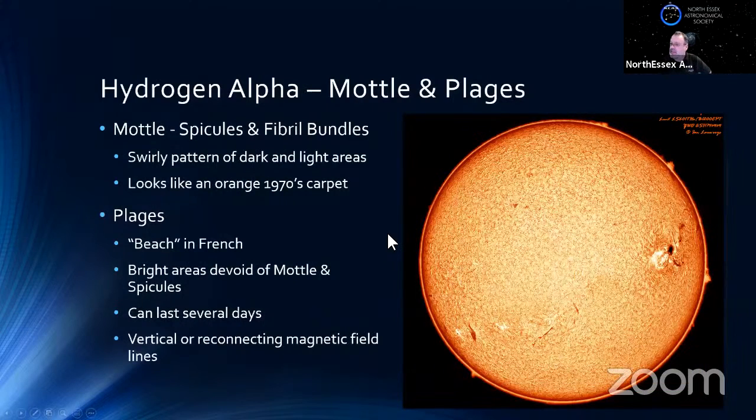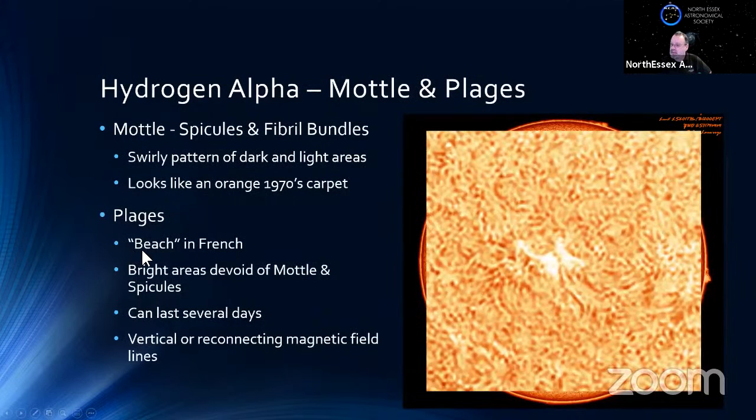The other thing you get is a feature called plages, beach in French. These bright white areas don't have any mottle, don't have any spicules. They can last for several days. They're sometimes near sunspots and active regions, sometimes on their own. And again, they're due to magnetic field lines coming out of the sun.